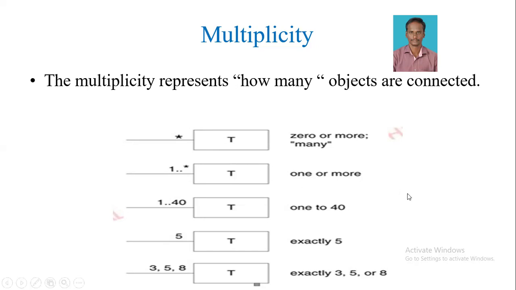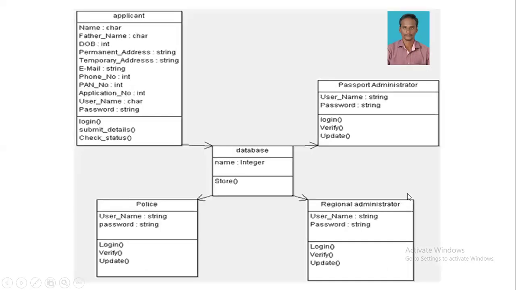And next, the class diagram. Here we have 5 classes: database, applicant, police, regional administrator, and passport administrator. The database is connected with all other 4 classes. The applicant class can have its own attributes and methods.